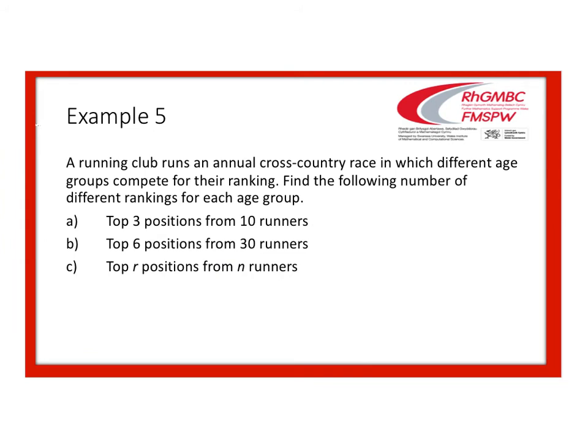A running club runs an annual cross-country race in which different age groups compete for their ranking. Find the following number of different rankings for each age group. Top 3 positions from 10 runners, top 6 positions from 30 runners, top r positions from n runners. Have I got a problem thinking about the previous problems that we've already discussed? And when you're ready, press play to see the solutions.